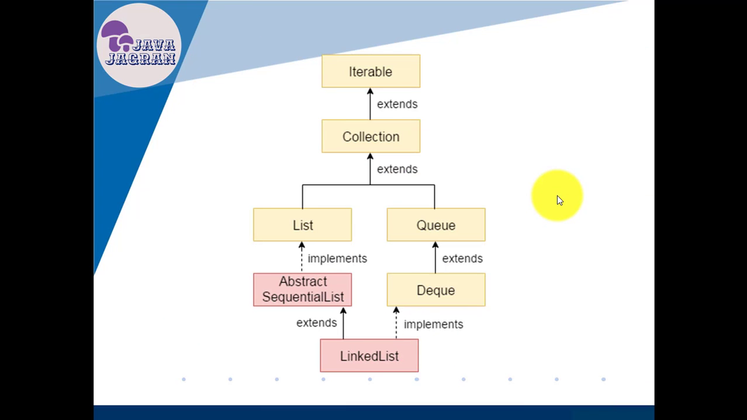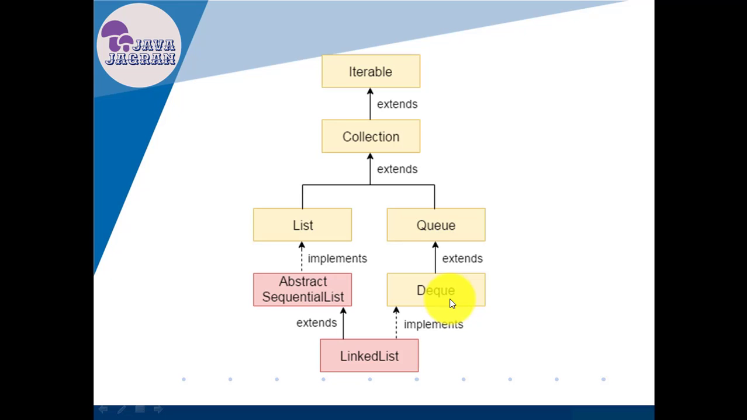This is the hierarchy of the linked list, where you can find it. On the topmost, you all know that the Iterable interface is there. The Iterable interface is extended by the Collection interface. Then the Collection interface is extended by many interfaces; in that, List is there, Queue is there. Mainly the linked list extends one class, the AbstractSequentialList, and it implements one interface called Deque.